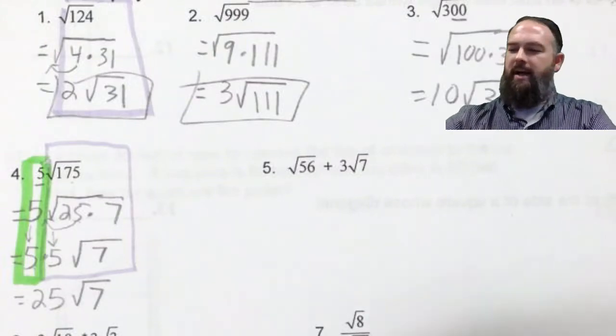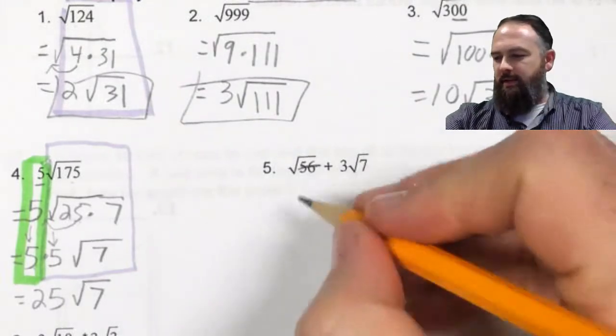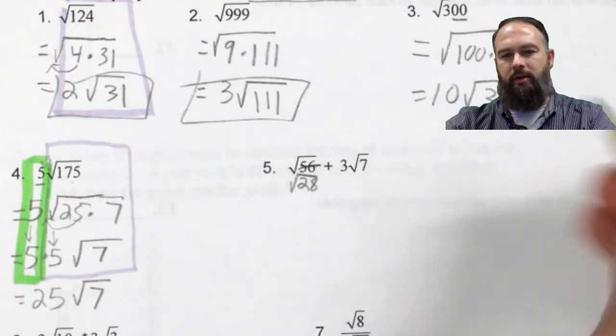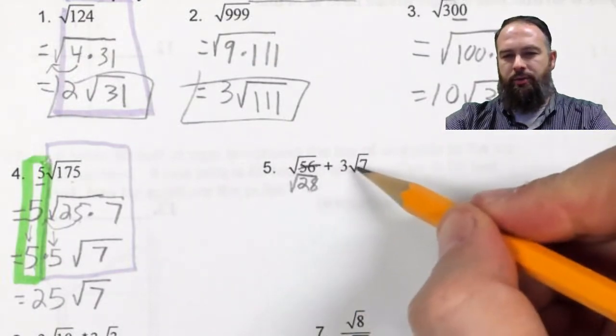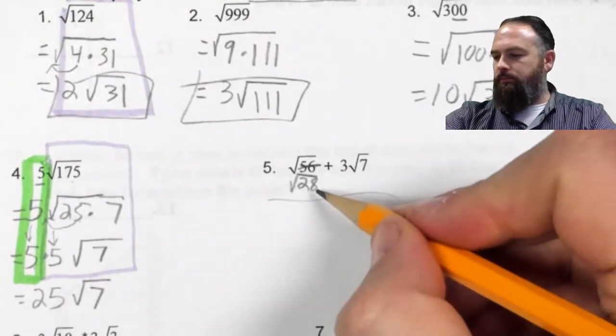All right, moving on to number 5. First off, there's a typo I told you guys to fix in class. If you didn't fix it in class, go ahead and do it now. That should have been a square root 28 right there. So square root 28 plus 3 square root 7. Okay, now starting the problem from there.